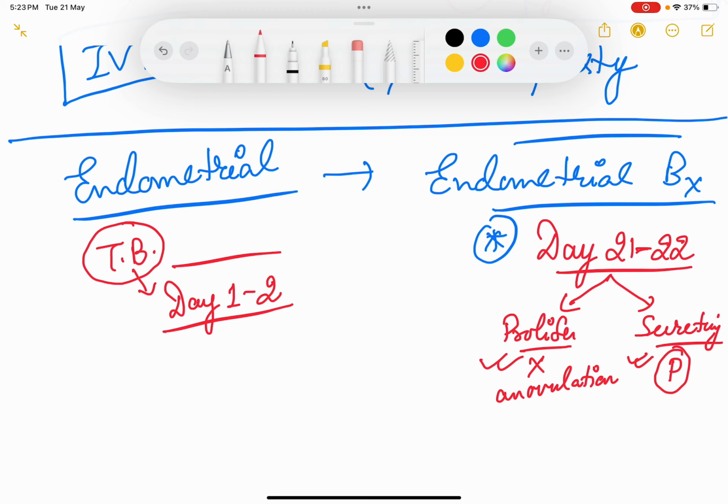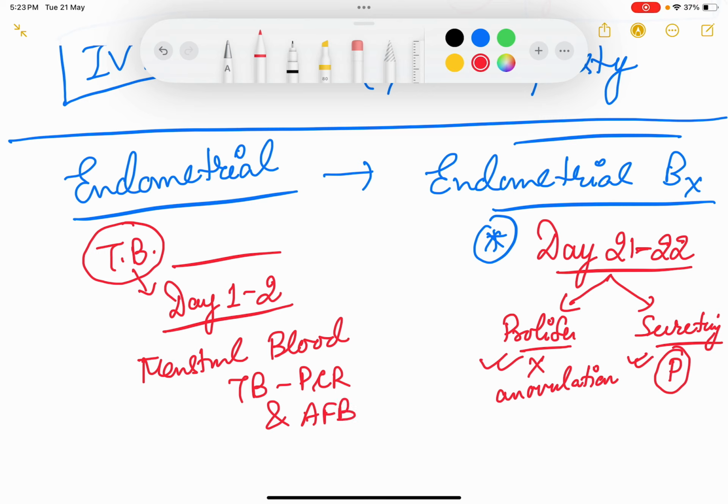Because now, along with the endometrial biopsy, we have to send the menstrual blood also, the menstrual blood for TB PCR, menstrual blood for TB polymerase chain reaction and AFB bacilli. This has to be sent. That is why our timing of endometrial biopsy is very important.